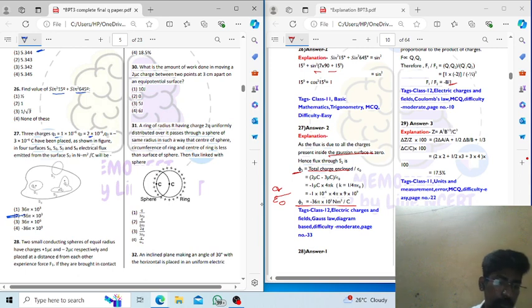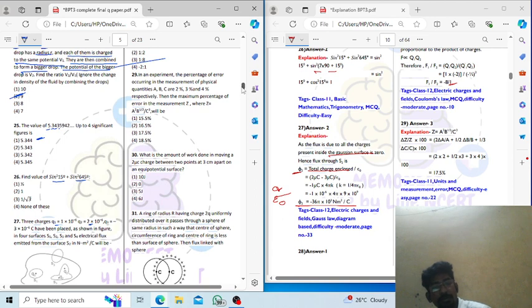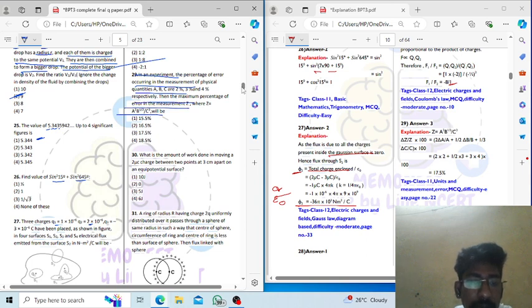Question number 28. Two small conducting spheres of equal radius have charges. I already discussed question number 28 previously, so if you have any confusion, do comment. Question number 29. In an experiment, these quantities are given, and you have to calculate the error for this. I already told you, we have to take into account the exponent part.